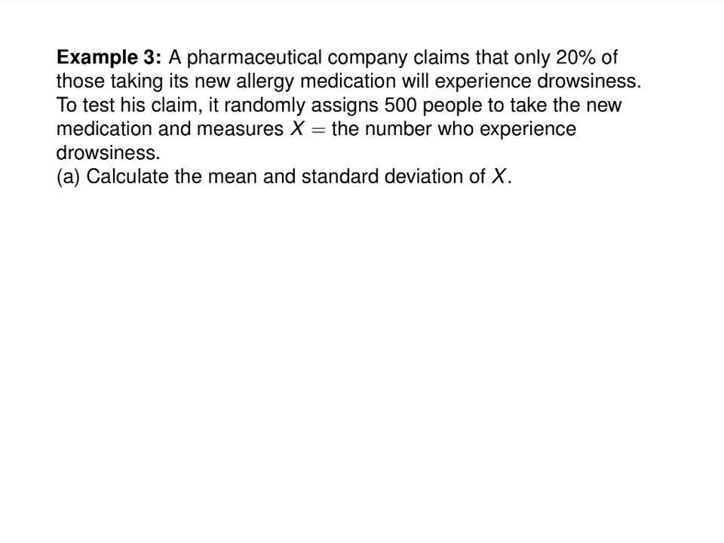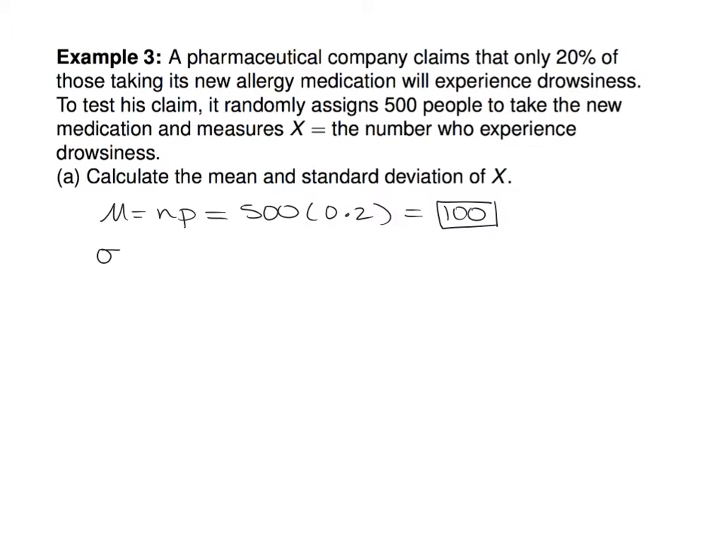A pharmaceutical company claims that only 20% of those taking its new allergy medication will experience drowsiness. To test its claim, it randomly assigns 500 people to take the new medication and measures x equal to the number who experience drowsiness. So compute the mean and standard deviation of x. The mean is NP. So n is 500, and the probability of success, or drowsiness, is 0.2. That gives us 100.